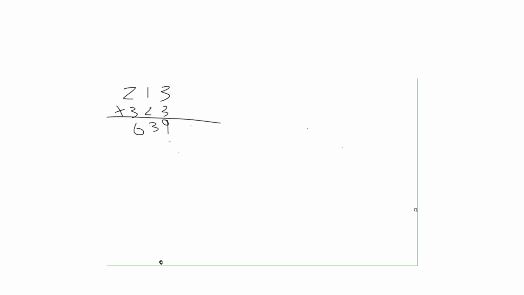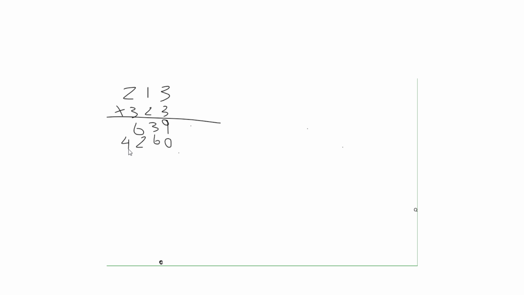Then what we're gonna do, we're gonna go to the tens column. So we're gonna have a placeholder for the ones column. Then we're gonna have 2 times 3 is 6, and 2 times 1 is 2. 2 times 2 is 4.